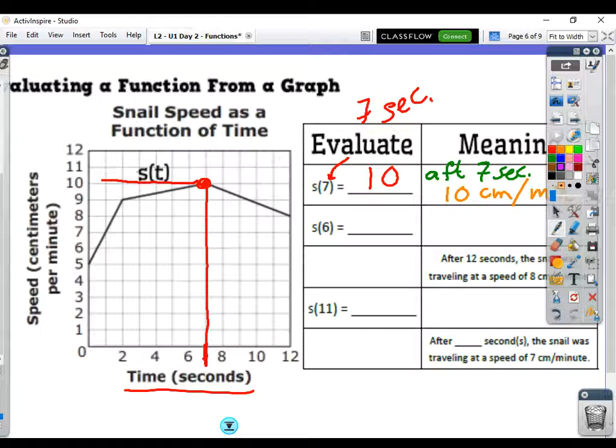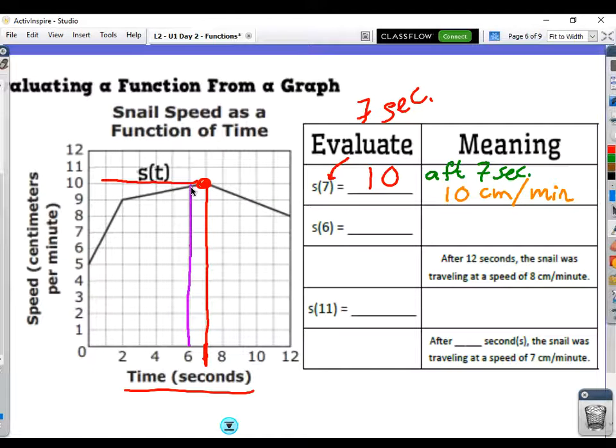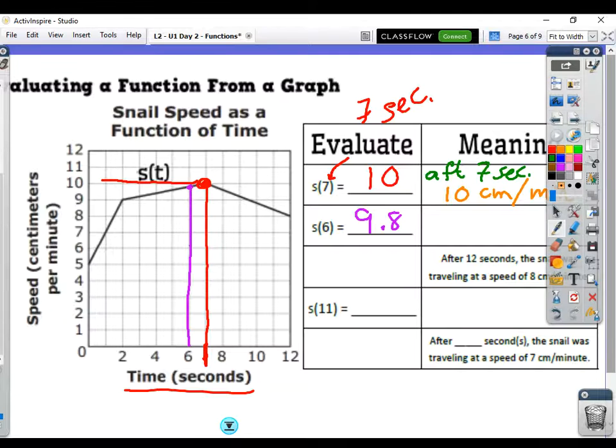All right, so for s of 6, that one wasn't quite as exact, but it's going to be a little bit less than 10. So we don't know exactly what it is, but I'm just going to estimate around 9.8, maybe 9.8, 9.7. It doesn't have to be perfect. So again, s of 6 means after 6 seconds, we're going about 9.8 centimeters per minute.